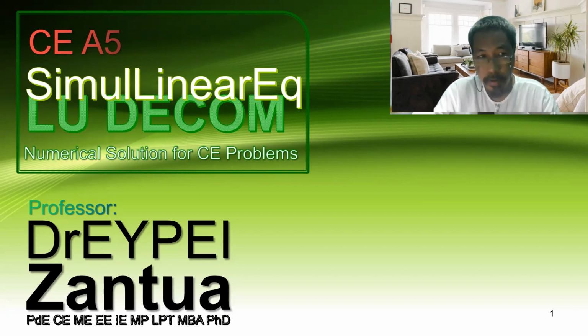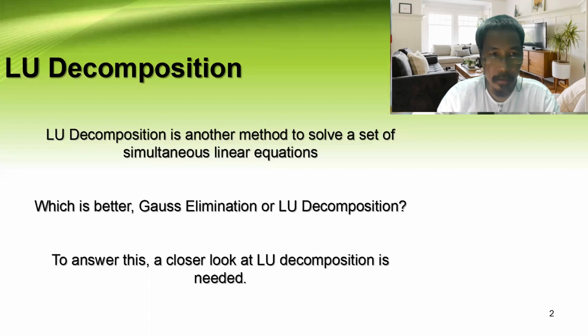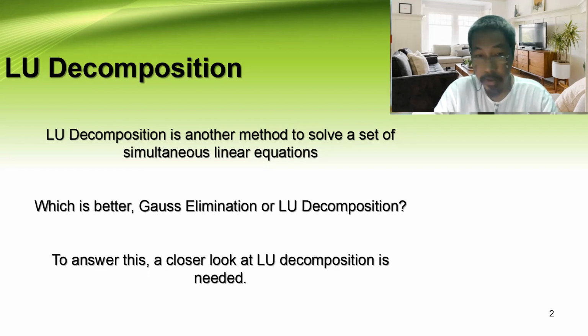We have what we call LU decomposition, or lower-upper decomposition. This is another method to solve a set of simultaneous linear equations. Which is better? The first one that we have talked about, which is the Gaussian elimination, or this one, which is called LU decomposition. To answer this, a closer look at LU decomposition is needed.